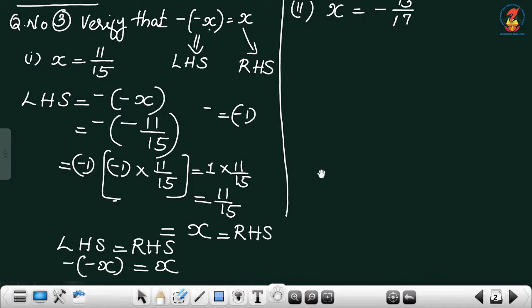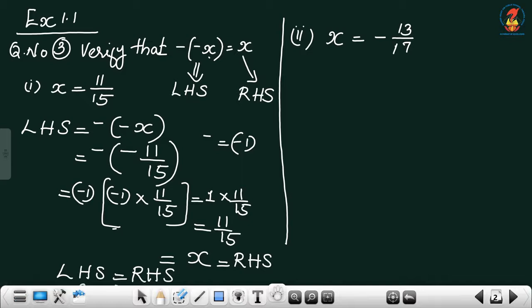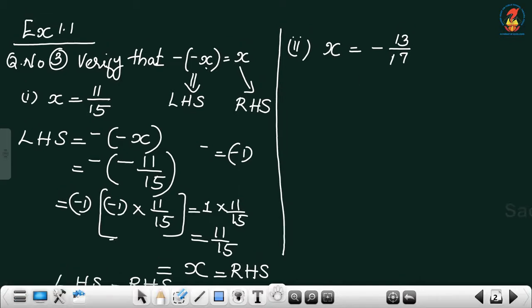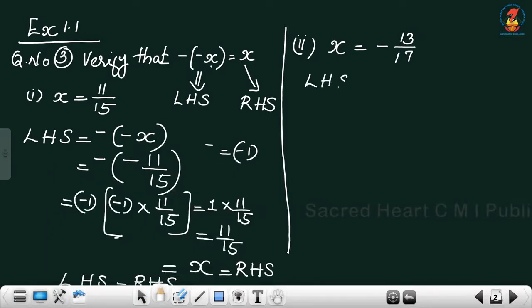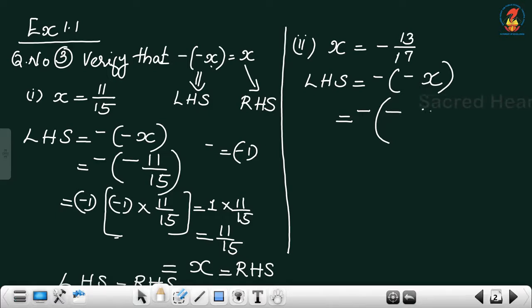Now next question. Here x is given as negative 13 by 17. Then LHS is equal to negative of negative x. The value of x is a negative 13 by 17, that is x is a negative rational number. Write this negative sign first, negative into, then bracket one more negative is there, put the negative, then write down the value of x. X is equal to negative 13 by 17, again negative 13 by 17.